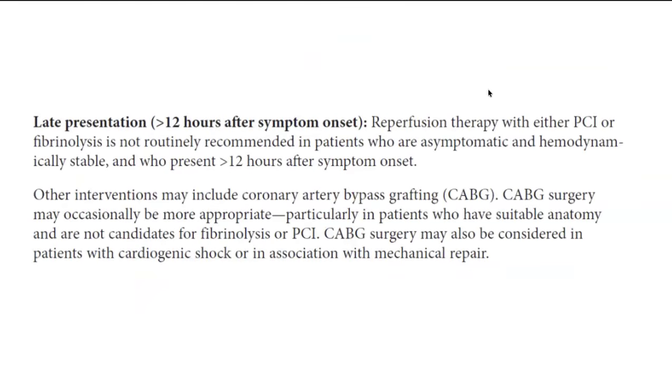Okay. Now, late presentation. So this is your question's answer. This is from John Murtagh. So what if the patient presents after 12 hours of symptom onset? Reperfusion with PCI or fibrinolysis or thrombolytics is not routinely recommended in patients who are asymptomatic, hemodynamically stable, and present after 12 hours of symptom onset. So usually it's not urgent that we need to do reperfusion for this patient because most of the time the damage has already been done. You cannot really save the myocardium by doing an urgent PCI at the moment.